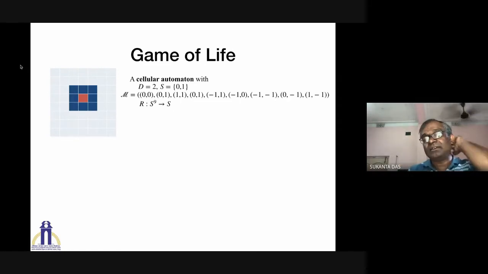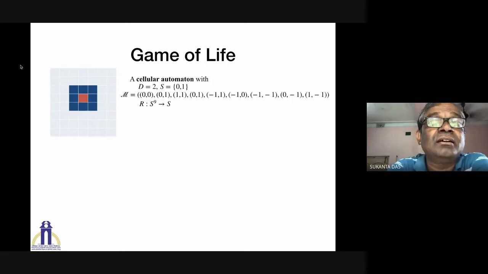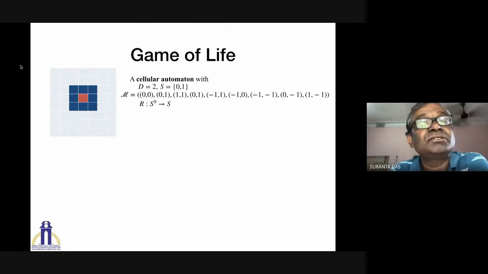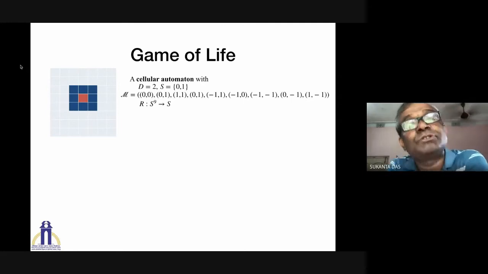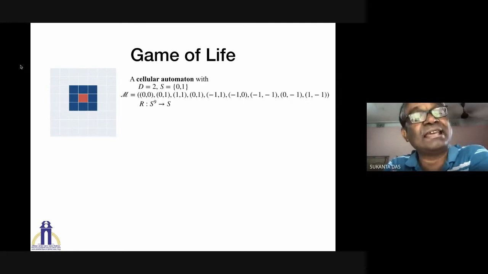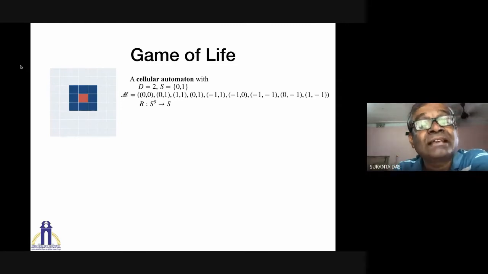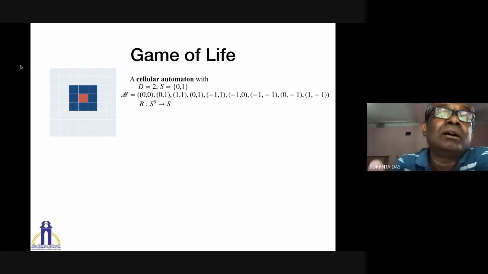Look at the left hand side figure, and there is a box, the middle box in red color. It says cell under consideration, right? And around this cell, there are 8 more neighbors: 1, 2, 3, 4, 5, 6, 7, 8. So they are all neighbors of this red cell. Including the red cell, there are 9 neighbors. So the local rule is from S to the power 9 to S. It takes the present states of all of its neighbors.